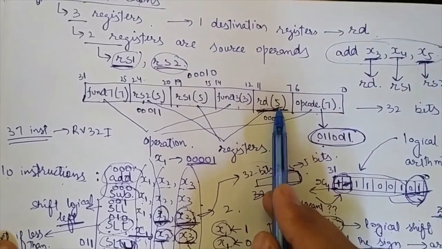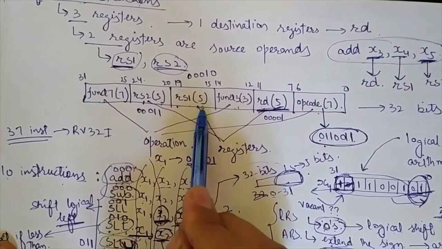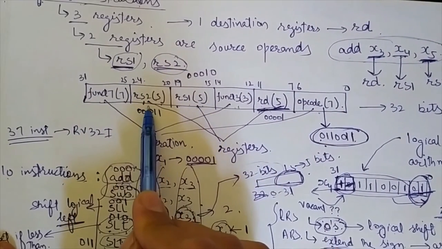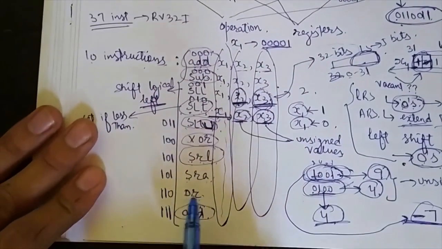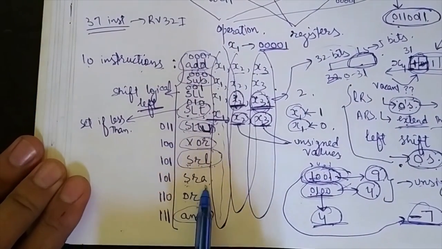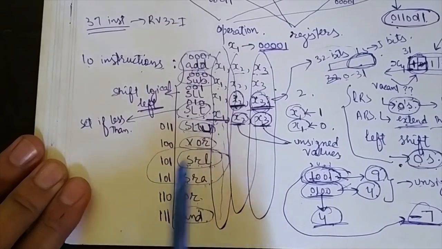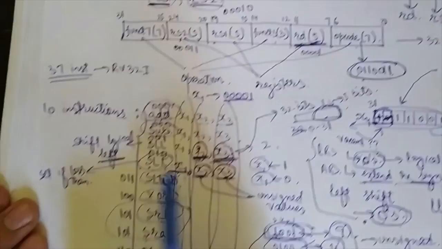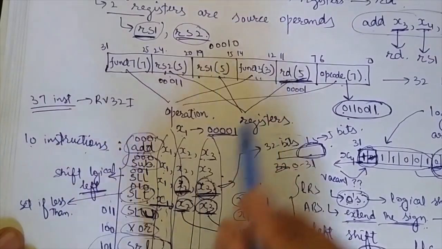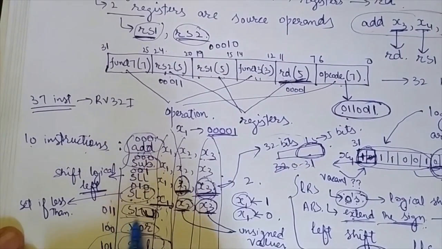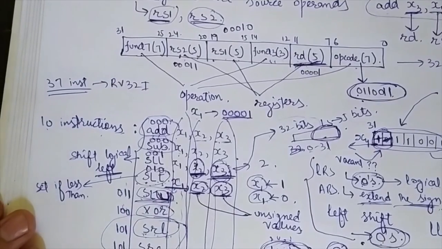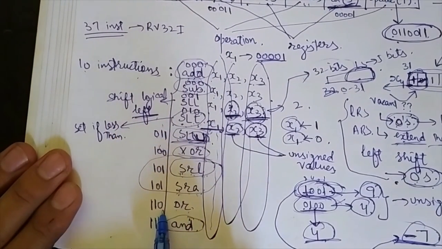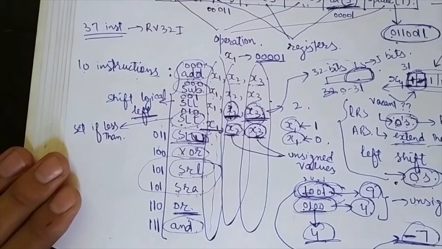Opcode is the same, FUNC3 is the same, RS1 is the same, RS2 is the same. Similarly, SRL and SRA also have the same fields. But for other instructions, FUNC3 will differentiate them from each other. For example, if FUNC3 is 011, that means the instruction is SLTU. If FUNC3 is 110, that means the instruction is OR.